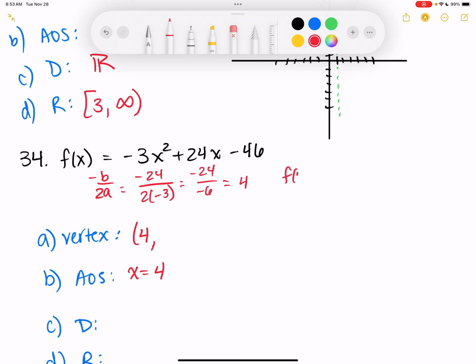So f of 4: negative 3 times 4 squared plus 24 times 4 minus 46. Wait, you have to square the 4 first, so 16, then multiply by the negative 3, which is negative 48. Then 96 minus 46 is 50, and 50 minus 48 is 2. So that's not awful. It looked like it could be really nasty, but it worked out.